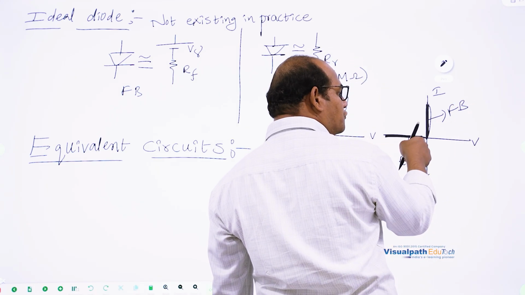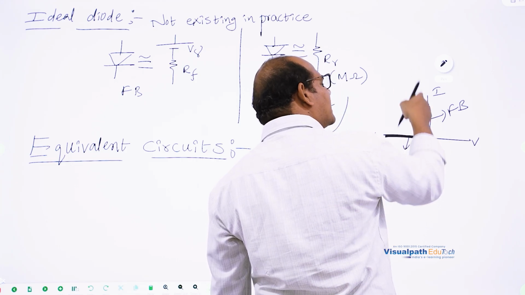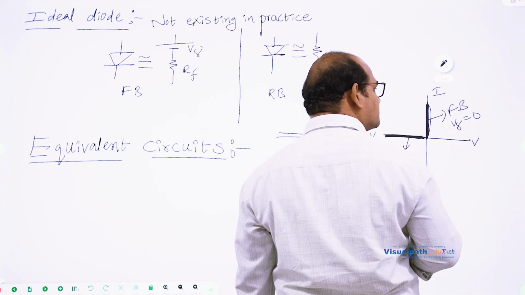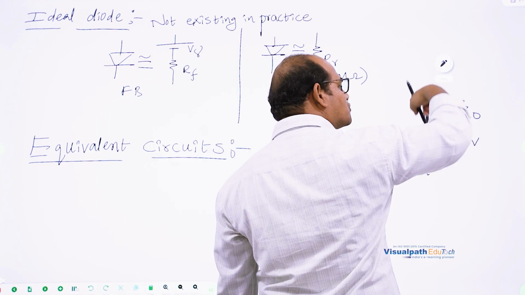You see, you need not wait for a certain voltage to get a rise in the current. Immediately, it will get a large amount of current. So here, V gamma is equal to 0. And the current, you see, is very large. Okay. So it's a slope.